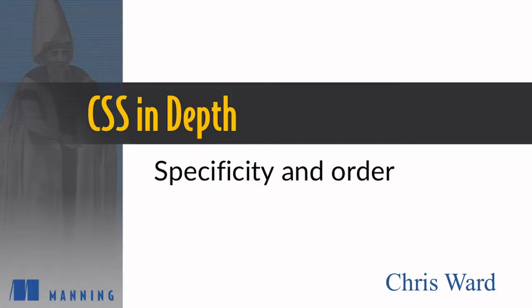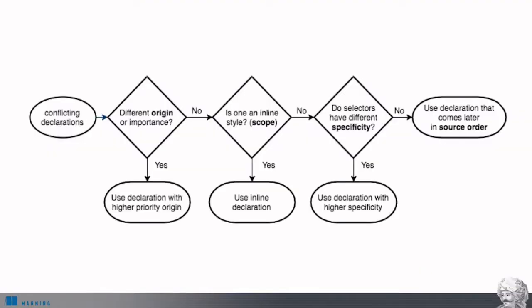Welcome to Unit 1, Module 3. In this module, we are going to be looking at the specificity and order of styles and how this affects which style applies to which page elements when. In Module 1, we saw this flowchart and we looked at the first 2 points on it. Next, we are going to look at point number 3, which is specificity.